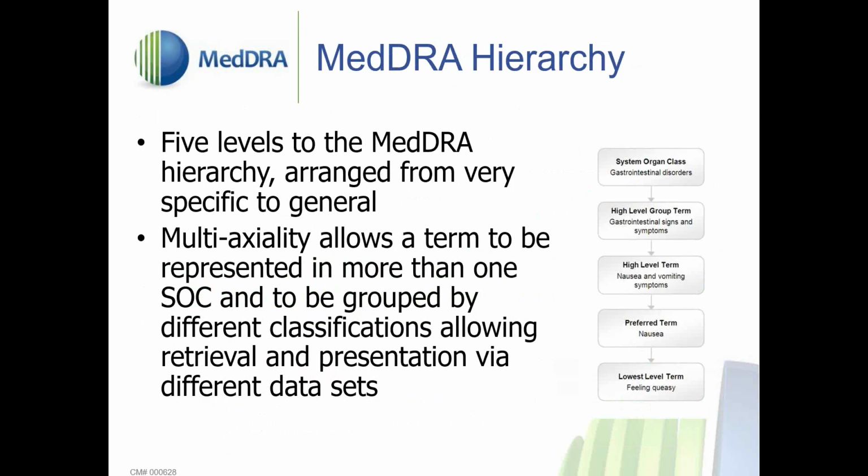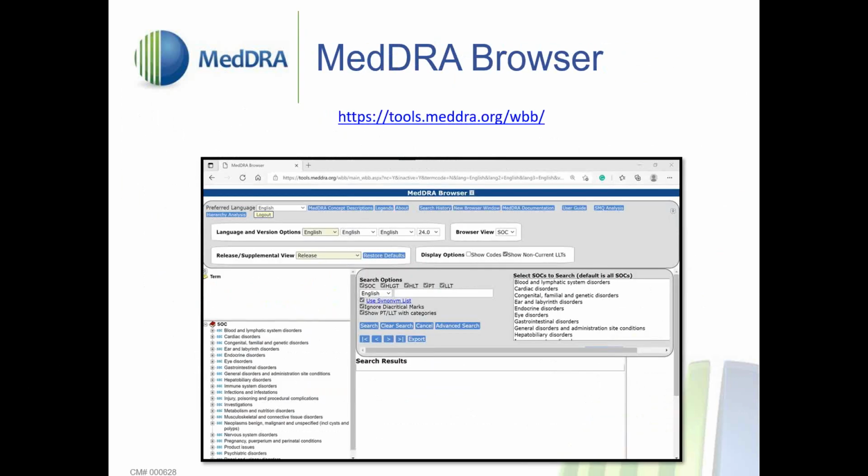Now, the MedDRA hierarchy also has multi-axiality built into the structure, and this multi-axiality allows a term to be represented in more than one SOC and to be grouped by different classifications, allowing retrieval and presentation via different data sets. This is a difference that will become critical when we talk about the map between MedDRA and SNOMED CT. The concept is a unique concept, in other words, the LLT is unique, but it has multiple hierarchies that it can belong to. This is slightly different from the SNOMED CT organization, and we'll get to that in just a moment.